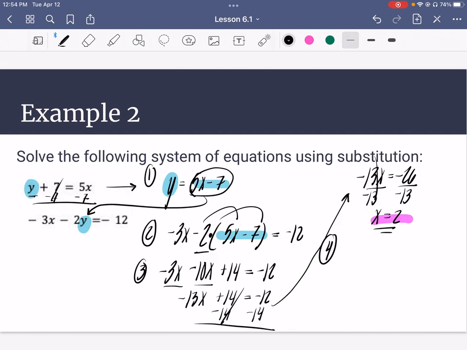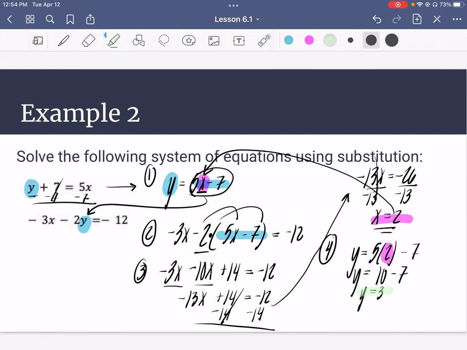Divide both sides by negative 13. And I get x equals 2. So that is our first variable. Okay, step number 4, we back substitute that into one of the original equations. Again, just pick whichever one looks easiest. So I would probably substitute this back in for this one right here, just because, again, y is already solved for. I've already done that work. So y equals 5 times 2, all of that minus 7. 5 times 2 gives me 10, minus 7 gives me 3. So y equals 3.